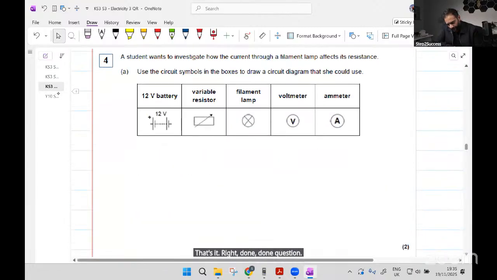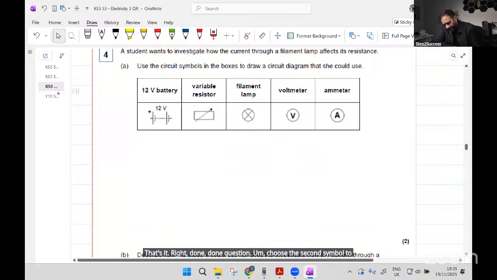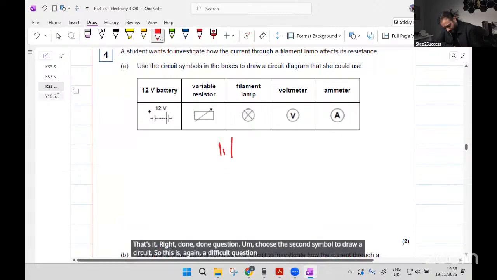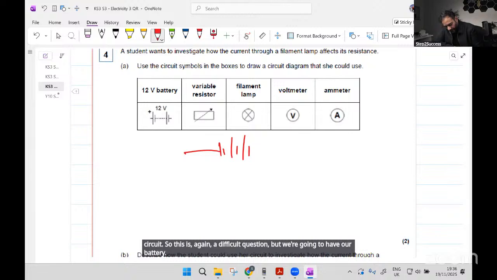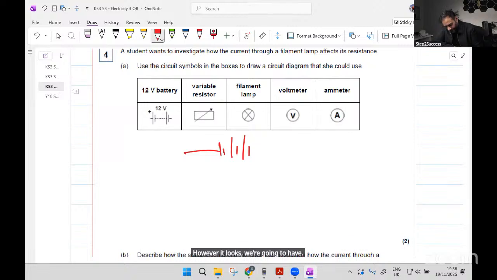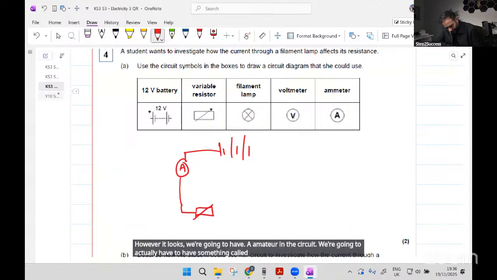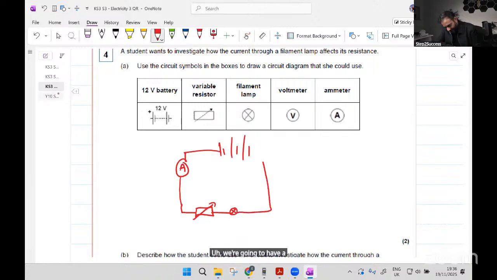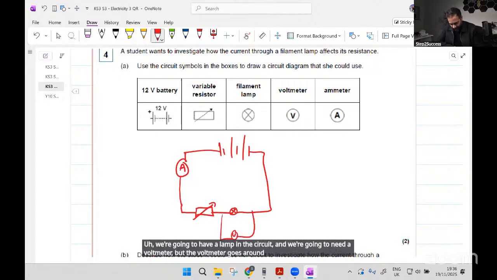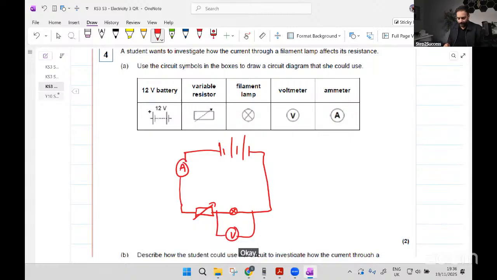Use the circuit symbols to draw a circuit. So this is again a difficult question, but we're going to have our battery, however it looks. We're going to have an ammeter in the circuit. We're going to have to have something called a variable resistor in the circuit. I think this is quite a complicated question. I wouldn't really expect you to know it that well. We're going to have a lamp in the circuit, and we're going to need a voltmeter, but the voltmeter goes around the bulb like this. Tough question that. Okay, that's that circuit.